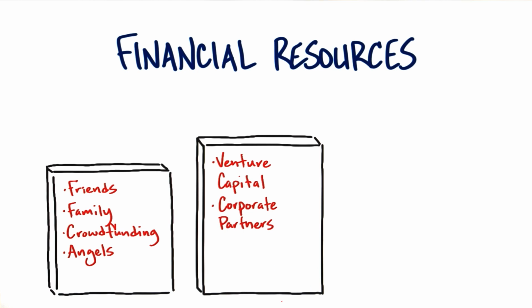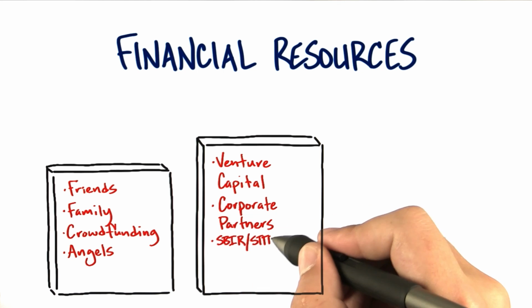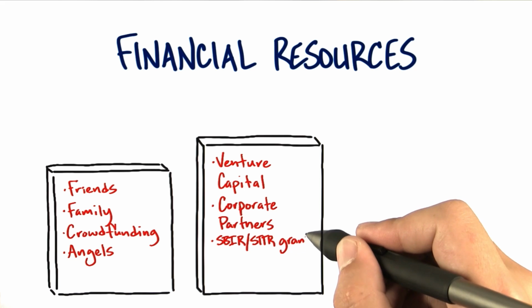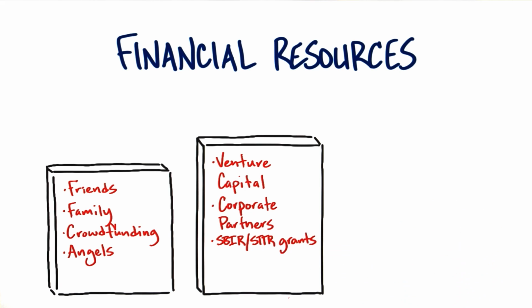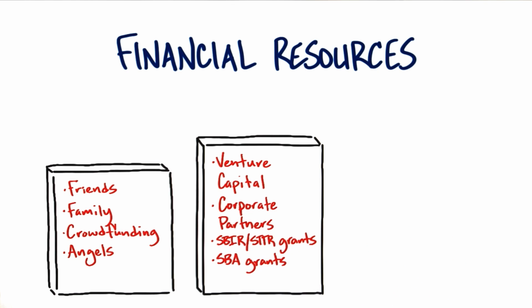So not only can you get money from corporate partners, but in the United States, there's some government financing that's available. Particularly if you're coming from a university, the first place I would look is for what are called SBIR or STTR grants, and they could be as large as $500,000 to commercialize your company or your technology. Also, the Small Business Administration in the United States offers grants to small businesses to start their companies. In your country, there might be the equivalent government funding.